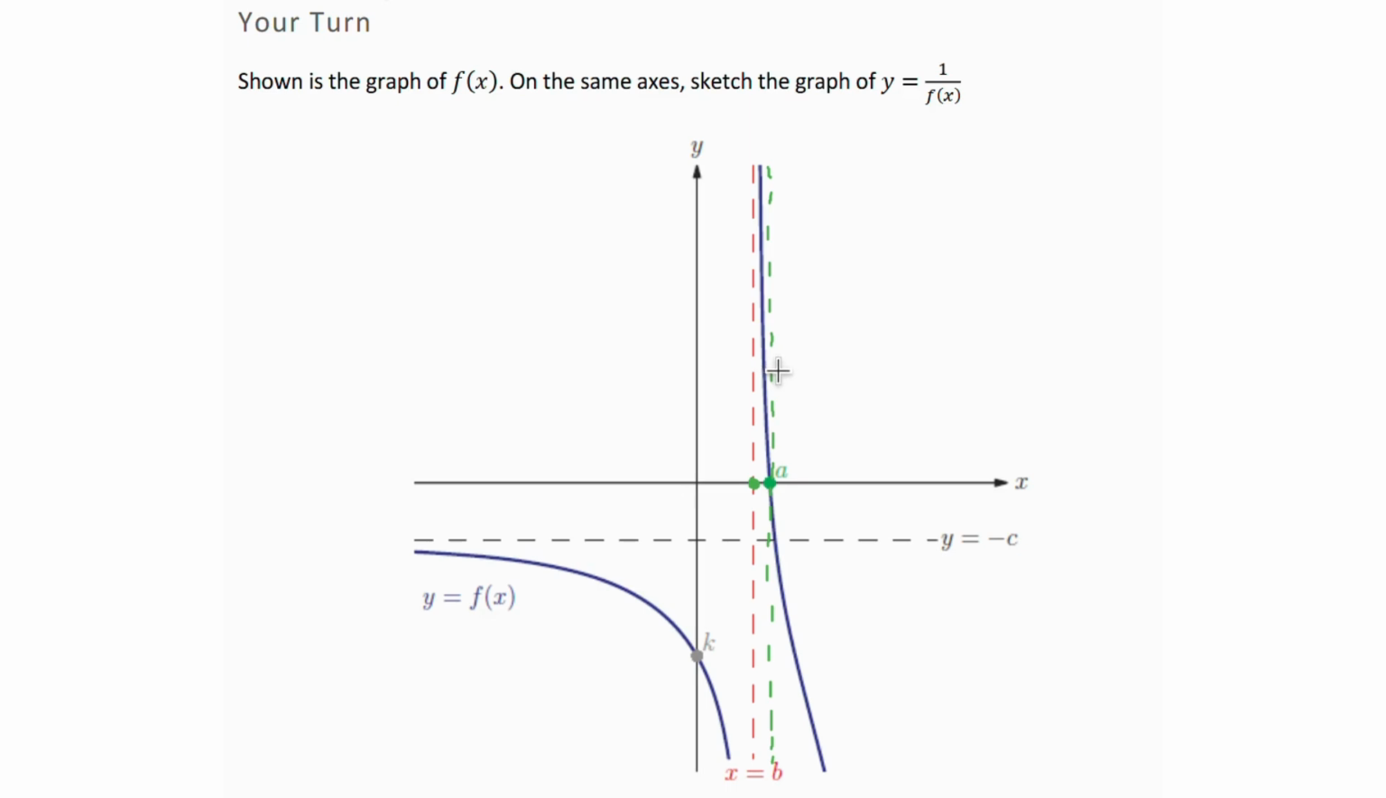What else do we have? We have a y-intercept at k, which is going to become a y-intercept at 1 over k. We're not quite sure where that is because we don't know the value of k, so we'll leave that for now. Then let's think about this horizontal asymptote, which is at minus c, is going to become at 1 over c. So maybe something like, if we say c is 2, maybe it's going to be a half, so it's going to be something like this coming through here.